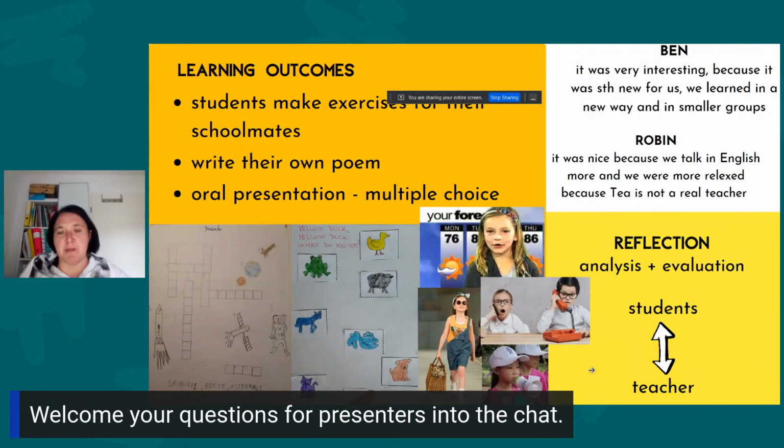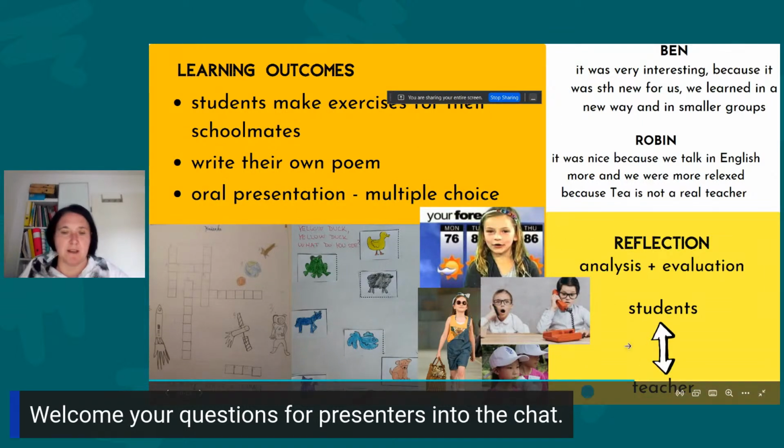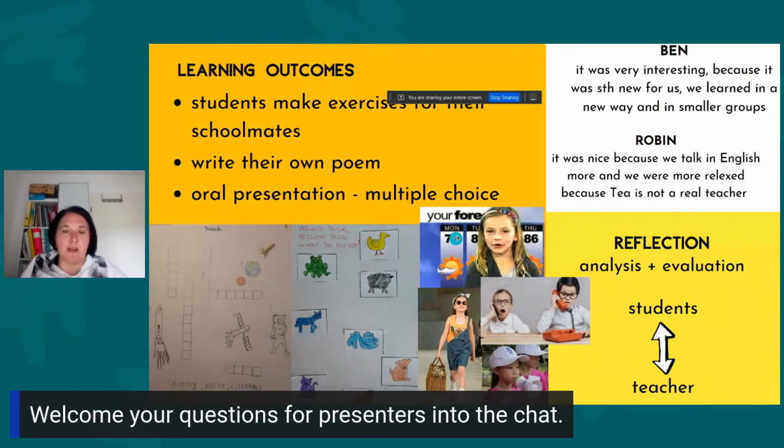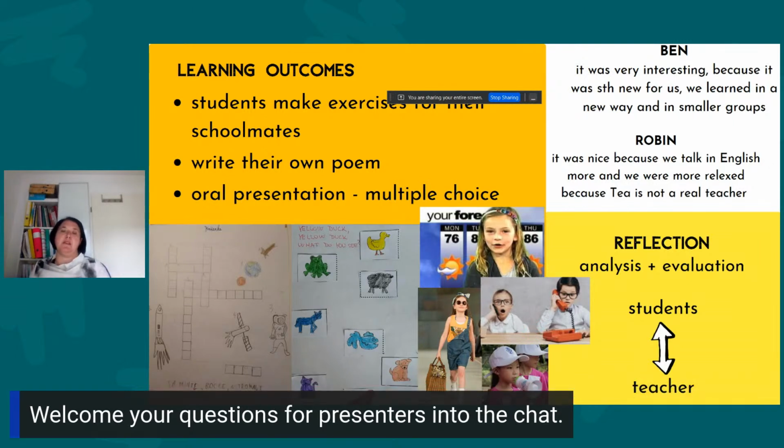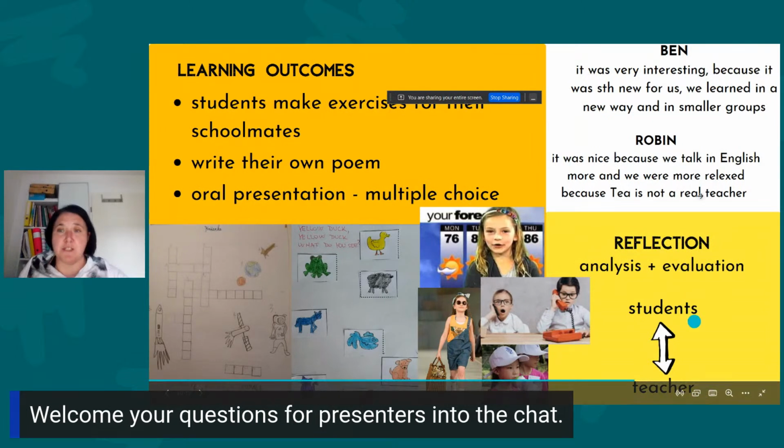Oral presentation, multiple choice for the grade from the oral presentation mark. They have got 4 things. They can be a weather reporter, they can make a fashion show, or make an interview. So you can choose whatever they think is best for them.